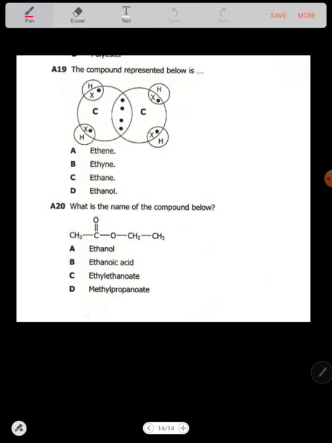Number 19, but not the least, the compound represented below is which one? Is it ethene, ethyne, ethane, or ethanol? It has a double bond. This is a double bond because there are 4 electrons. Carbon and carbon, hydrogen, hydrogen, hydrogen, hydrogen. What is this? Ethene. It's an alkene. Ethene is an alkene.